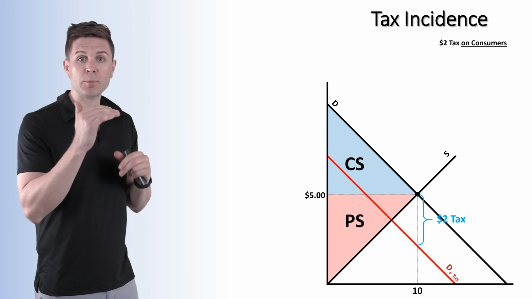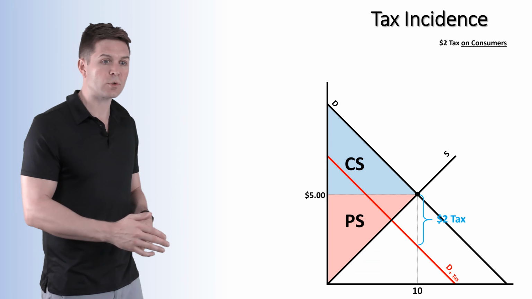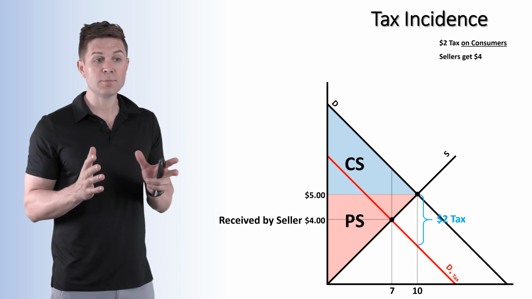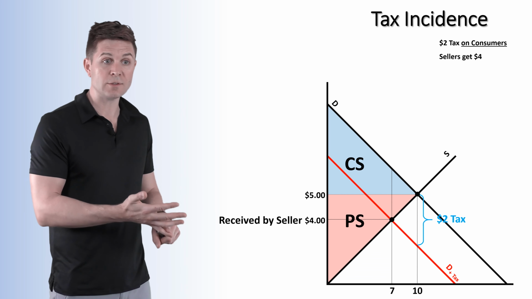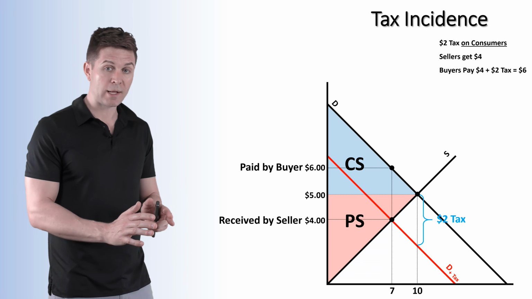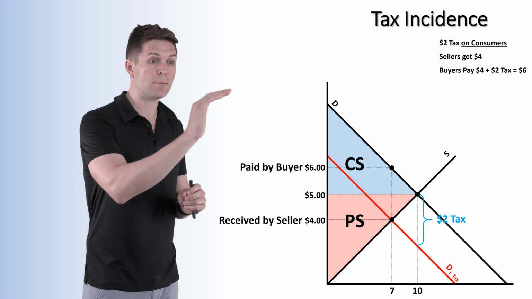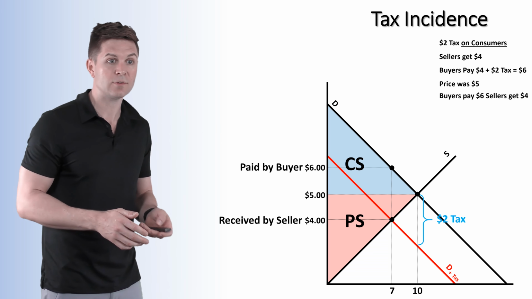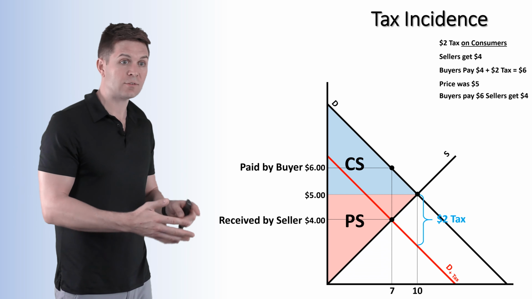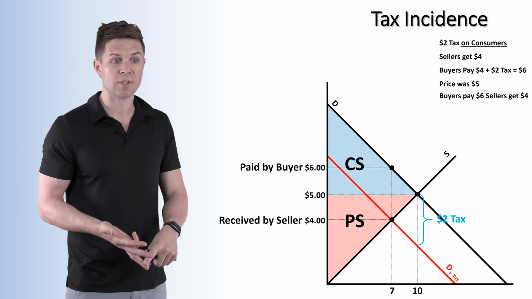So in this case, we're going to put a $2 tax on consumers. So that demand curve shifts down by $2. This means in this particular example, the seller is going to receive $4. The buyer has to pay that $4 in the market plus the $2 extra to the government, meaning the buyer is going to pay $6. The price was $5 per unit. After the tax, the buyers pay $6, the sellers get $4.